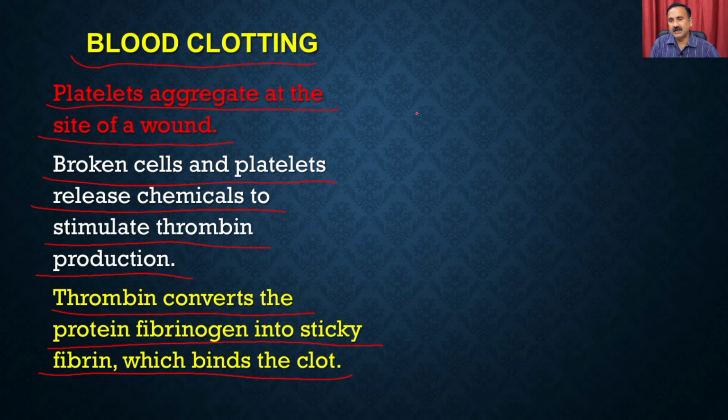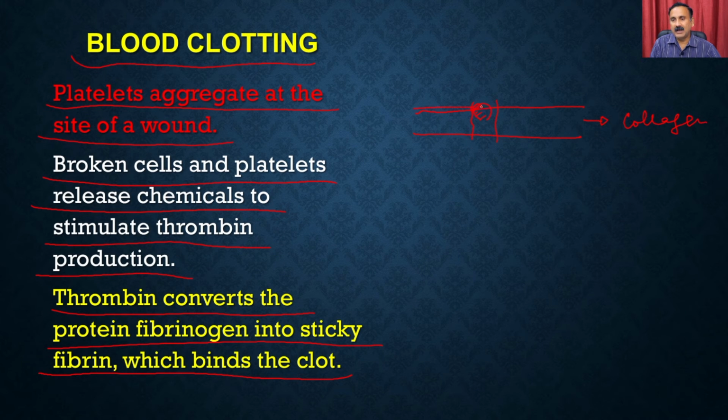So you can imagine that if there is a blood vessel like this, and suppose there is a damage, right. So once there is a damage, you know that the blood vessels are mostly formed by a protein which is called collagen.